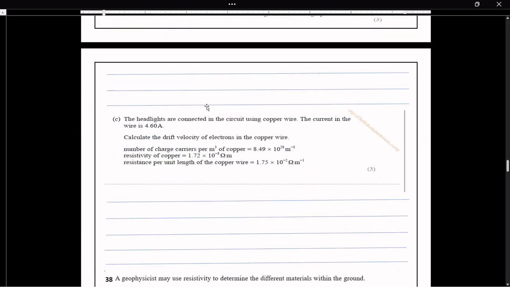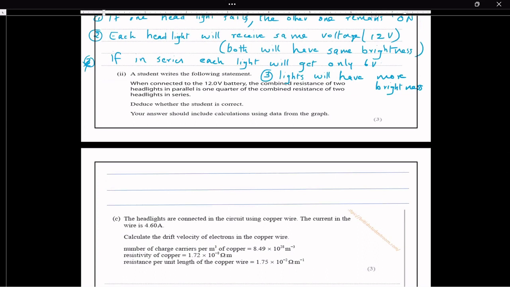Okay, so let's calculate from the graph. From the graph, resistance equals the voltage. Battery voltage is 12 and the corresponding current is around 4.6. So how much is the value we are getting? 12 over 4.6 is giving a resistor of 2.6 ohms.